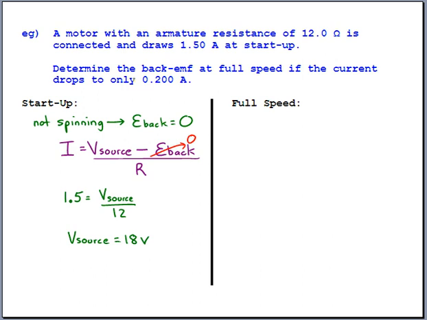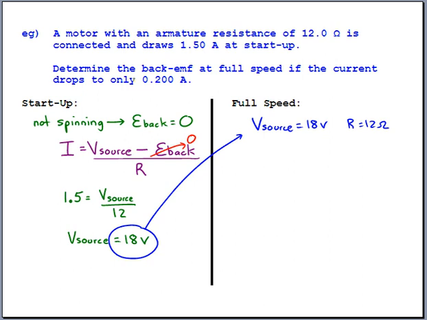Okay, now let's take some useful information and wander over to the full speed, we're all up and spinning story. There are a couple of things that don't change between the two sides of these stories. One is the source voltage, so if it's 18 volts at startup, it's 18 volts at full speed. And the other is the resistance of the motor. So if it was 12 ohms at startup, it's 12 ohms now. So those two things go back and forth.